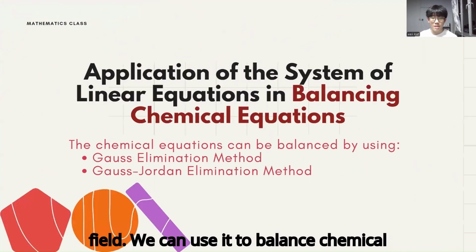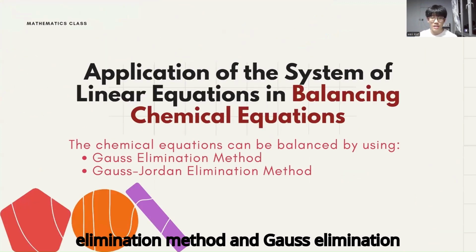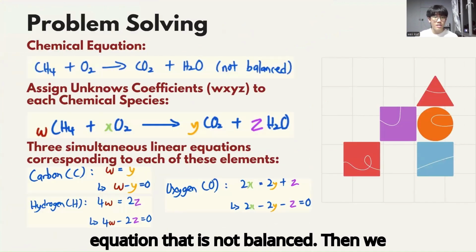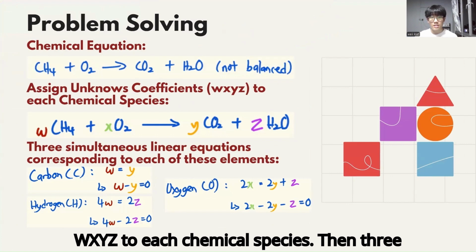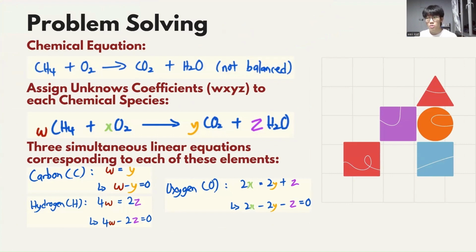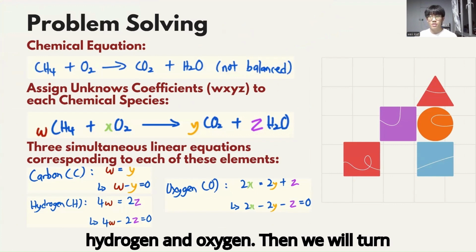Moving on to the application of systems of linear equations in the chemical engineering field. We can use it to balance chemical equations by using the Gauss-Jordan elimination method and the Gauss elimination method. For example, here's a chemical equation that is not balanced. Then we will assign unknown coefficients such as W, X, Y, Z to each chemical species. Then 3 simultaneous linear equations corresponding to each of these elements will be produced, for example carbon, hydrogen, and oxygen.